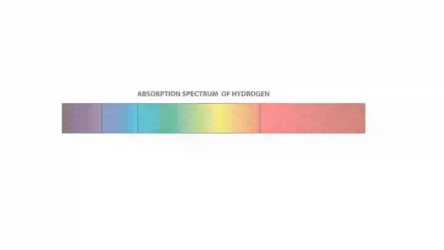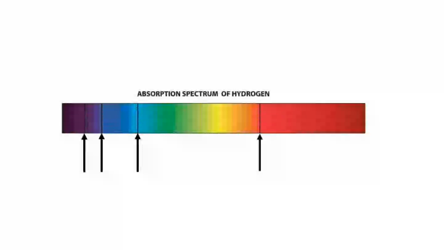Atoms of different elements absorb light of different wavelengths. Due to this absorption, certain dark lines appear on the light spectrum of that particular element. This spectrum is unique to every element in the periodic table. This is the hydrogen spectrum. Notice the dark lines. This means that the hydrogen atoms absorb light of these specific wavelengths.